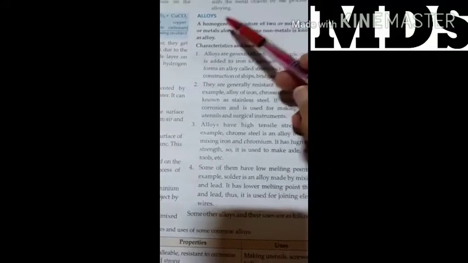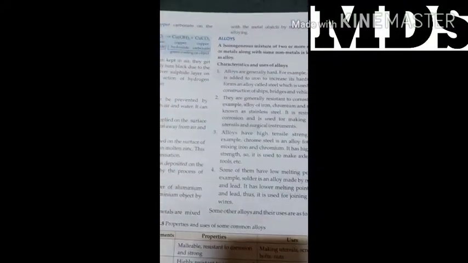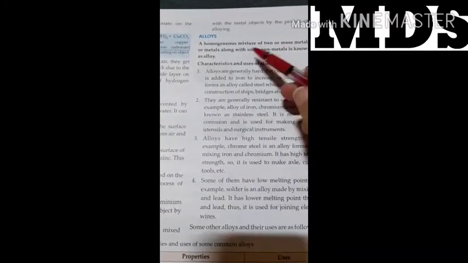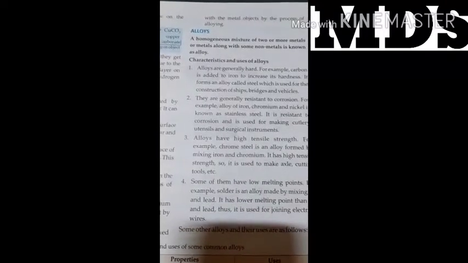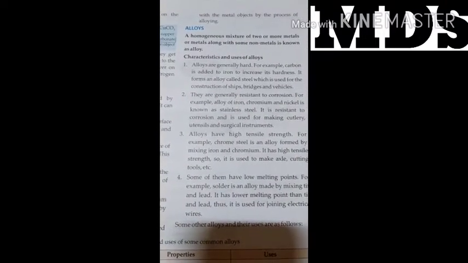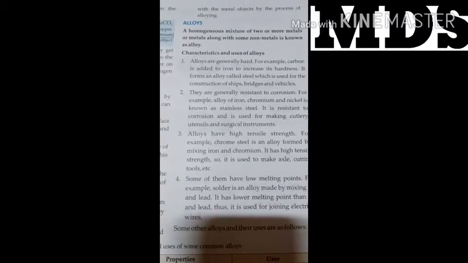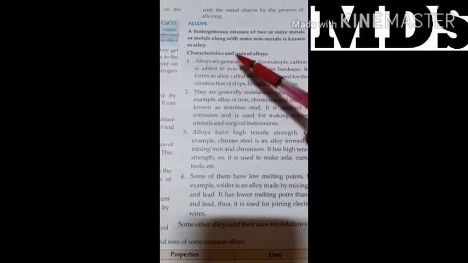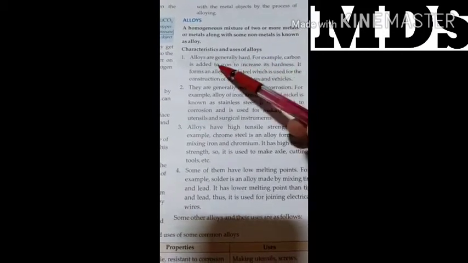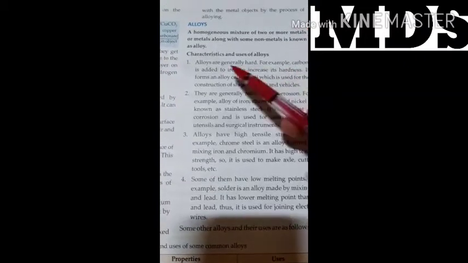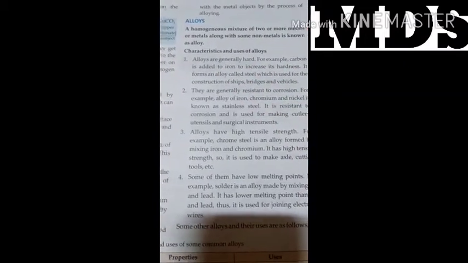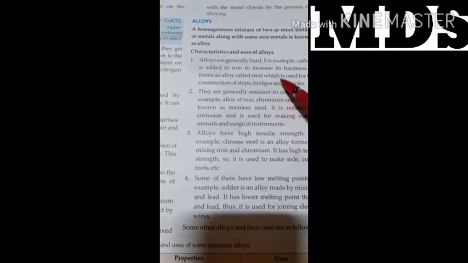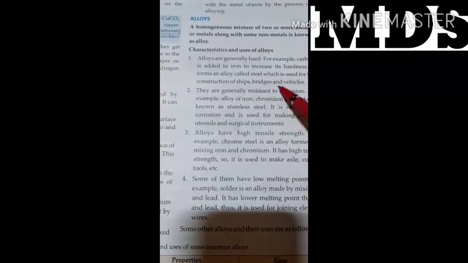Now our next topic, alloying. An alloy is a mixture of two or more metals with each other, or a metal with some non-metals. When we are making another material of good quality, we can mix two or more metals with each other, and metals with non-metals also. That is known as an alloy. Characteristics and use of alloys. Alloys are hard. For example, carbon is added to iron to increase its hardness. It forms an alloy called steel, which is used for the construction of ships, bridges, and vehicles, like this one.